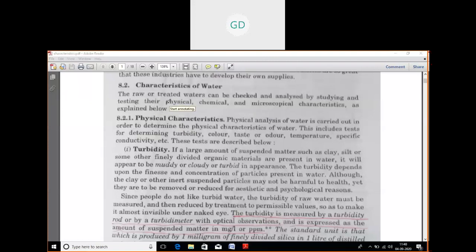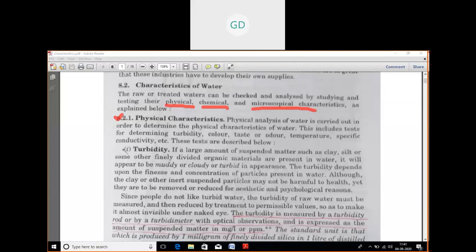The characteristics are of three types: physical, chemical, and microscopical, or you can say biological characteristics. So basically there are three characteristics of water: physical, chemical, and microscopical, or bacteriological, or biological. Same thing, that means of bacteria. So first we will learn about your physical characteristics. I will just mark the lines which are important, and you can write those lines in your notes. You can make notes by yourself. I will just mark the main points.